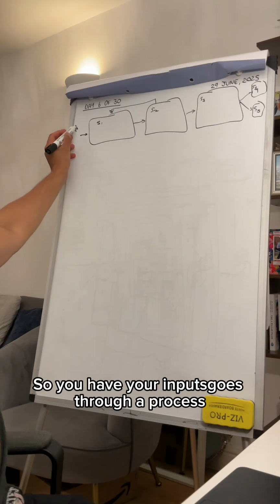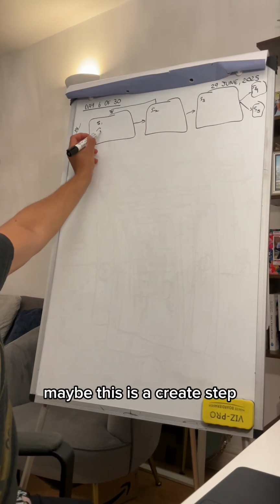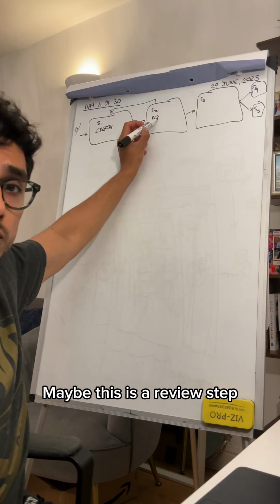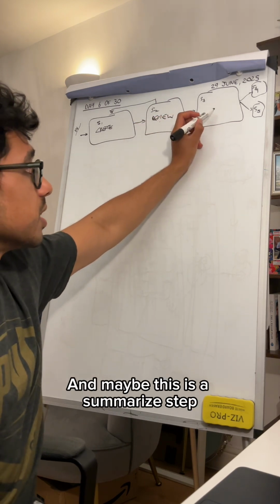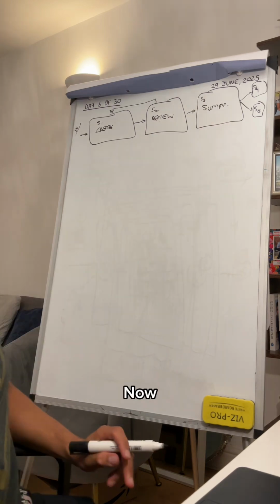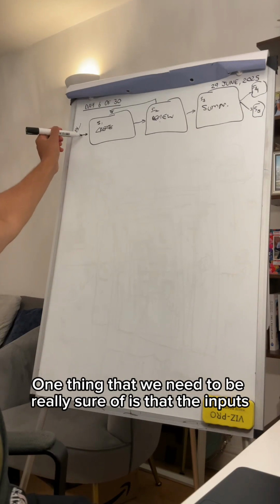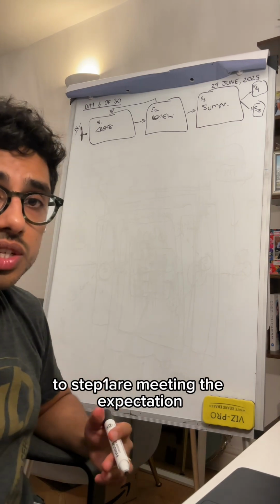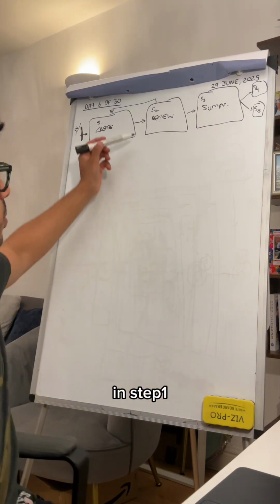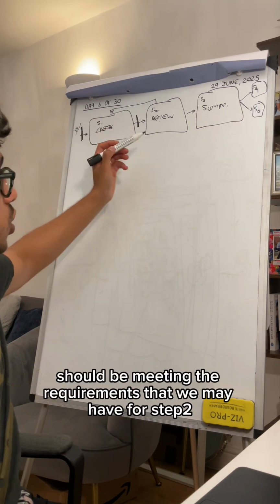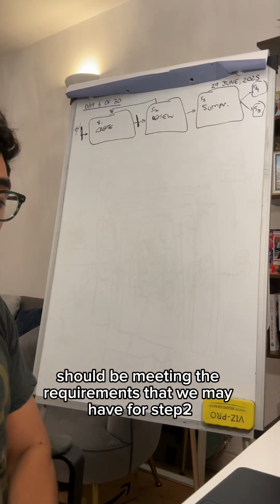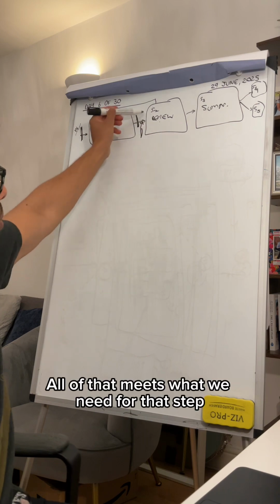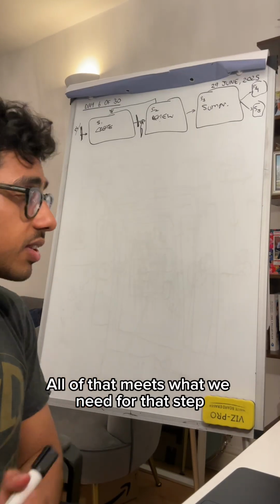So you have your input, goes through a process, maybe this is a create step, maybe this is a review step, and maybe this is a summarize step. Now, one thing that we need to be really sure of is that the inputs to step 1 are meeting the expectation for what we're trying to do in step 1. The outputs of step 1 should be meeting the requirements that we may have for step 2, and if we're bringing in additional data, all of that meets what we need for that step.